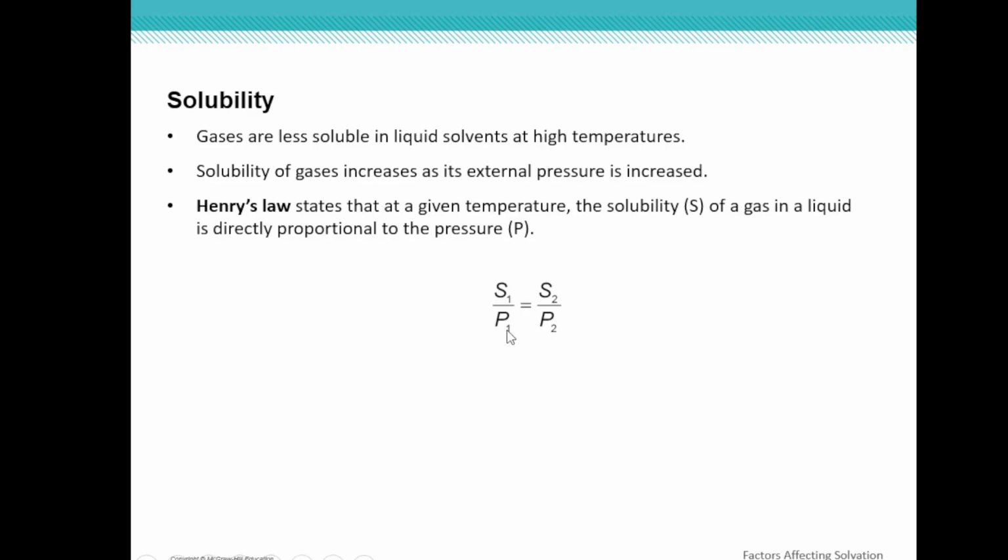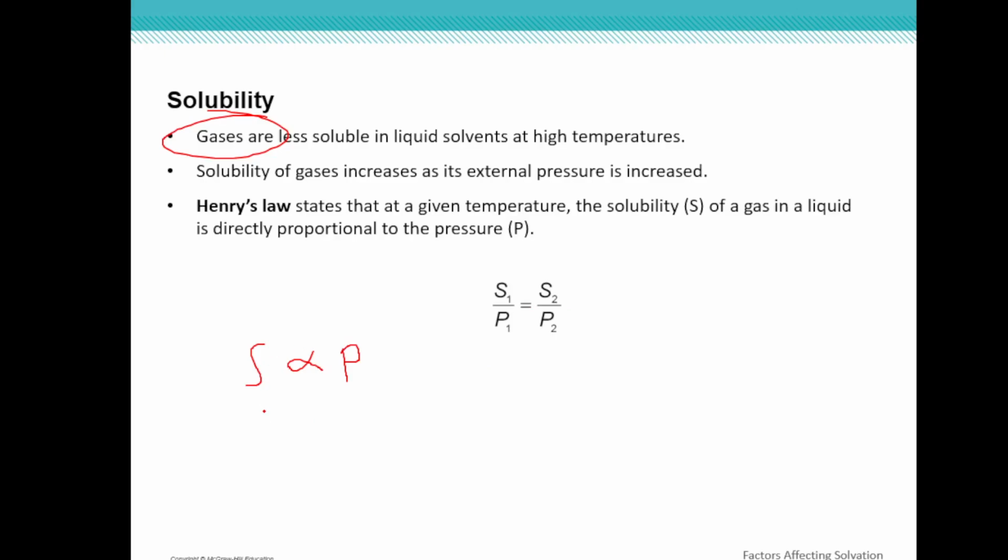So gas solubility is governed by Henry's law. You can see that this is a direct proportion. Solubility S is directly proportional to the pressure P. So as we increase the pressure of a system, we're going to increase the solubility of a gas. This only happens with gases. It does not happen with solids. How do they get this equation here?